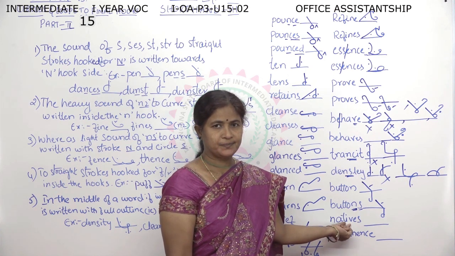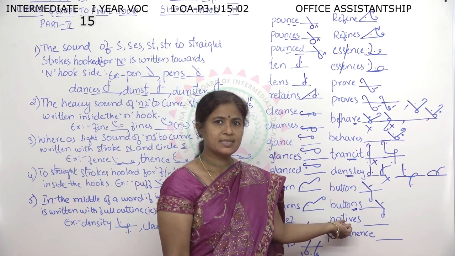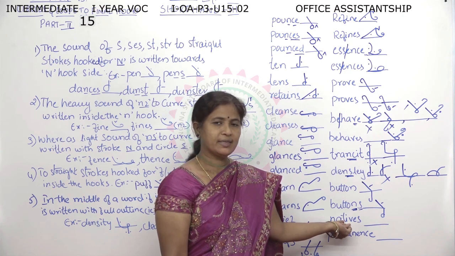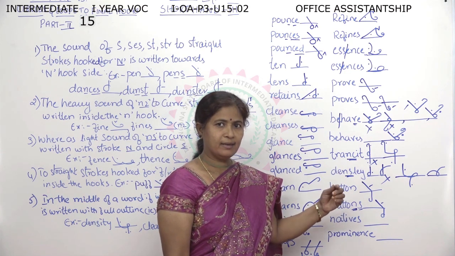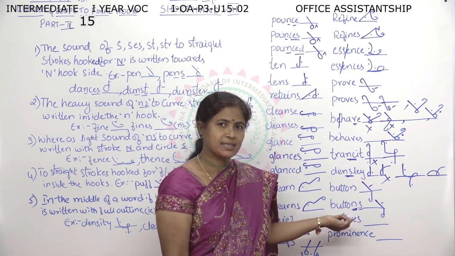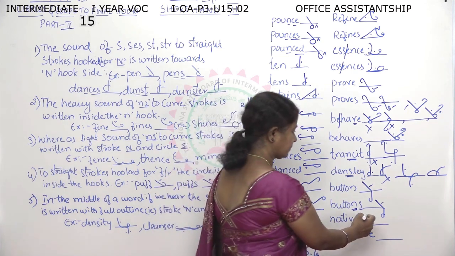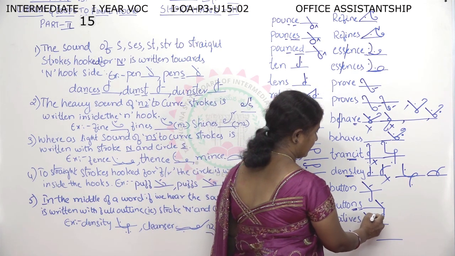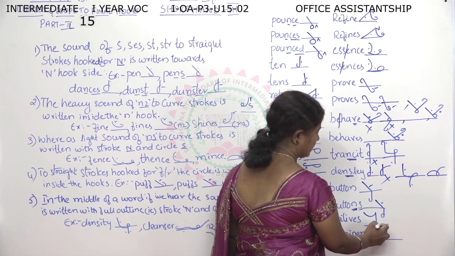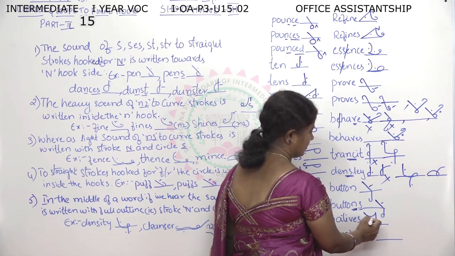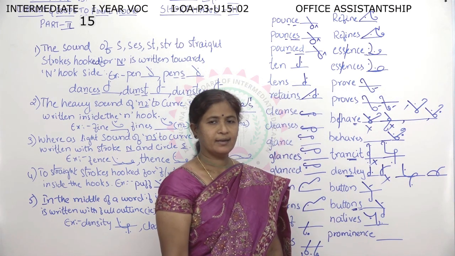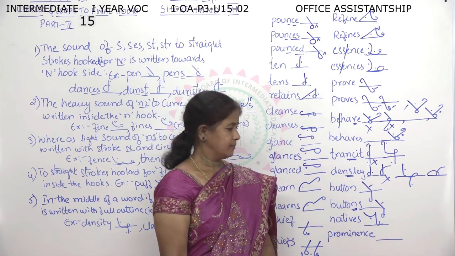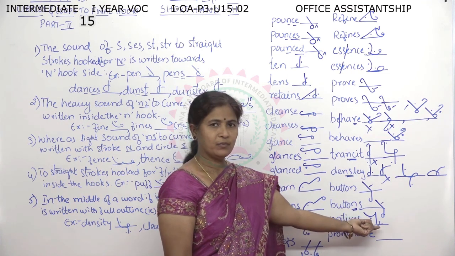Natives. How do we write natives? N, T and V hook. Okay. N, T and V hook. Native. Okay. T and V hook.